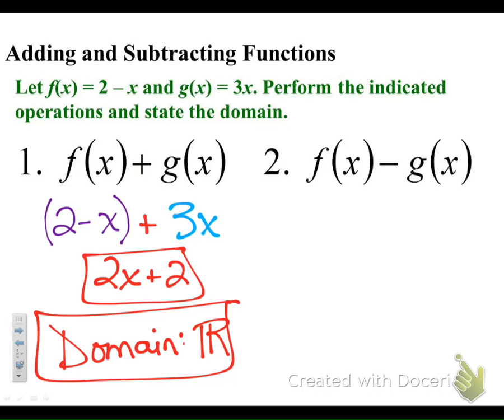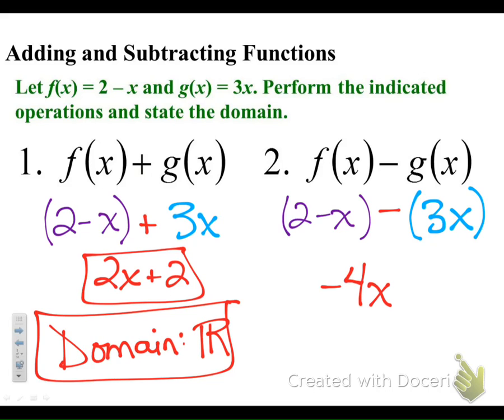In the next case, again, I'm going to use purple for the f of x, and then I'm going to use blue for g of x. I get negative 4x plus 2.